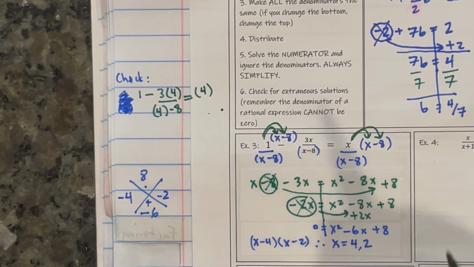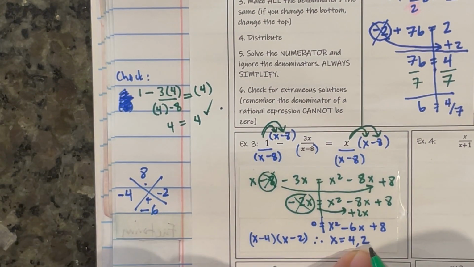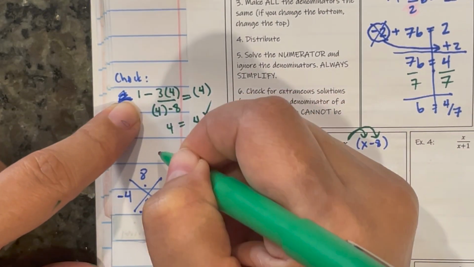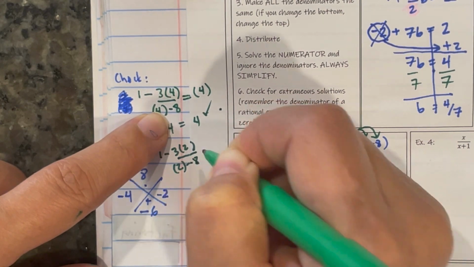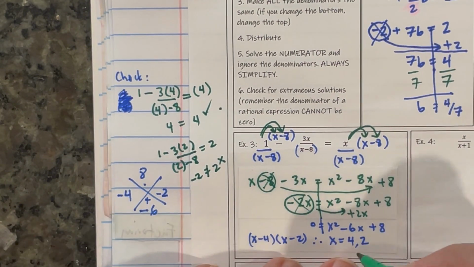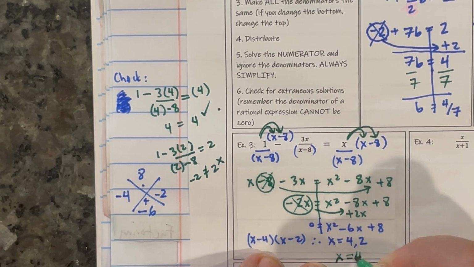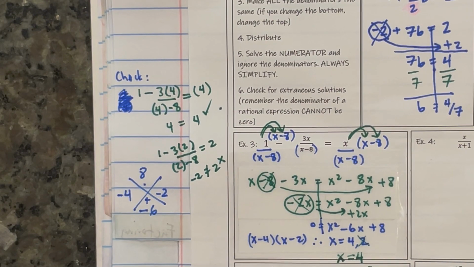Okay, then go ahead and put that in the calculator. You're going to get 4 is equal to 4. That's true. So x equals 4 is a solution. Now we're going to check 2. So again, you're just plugging in 2 where you see x. All right, put that in the calculator. You're going to get negative 2 is equal to 2. That's not true. So 2 is not a solution. The only solution is x equals 4. It's called an extraneous solution.